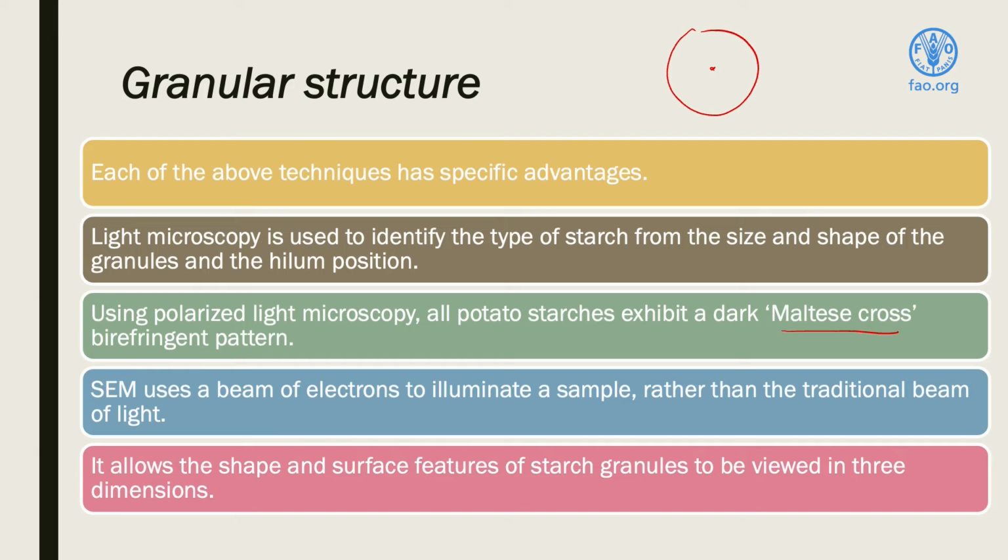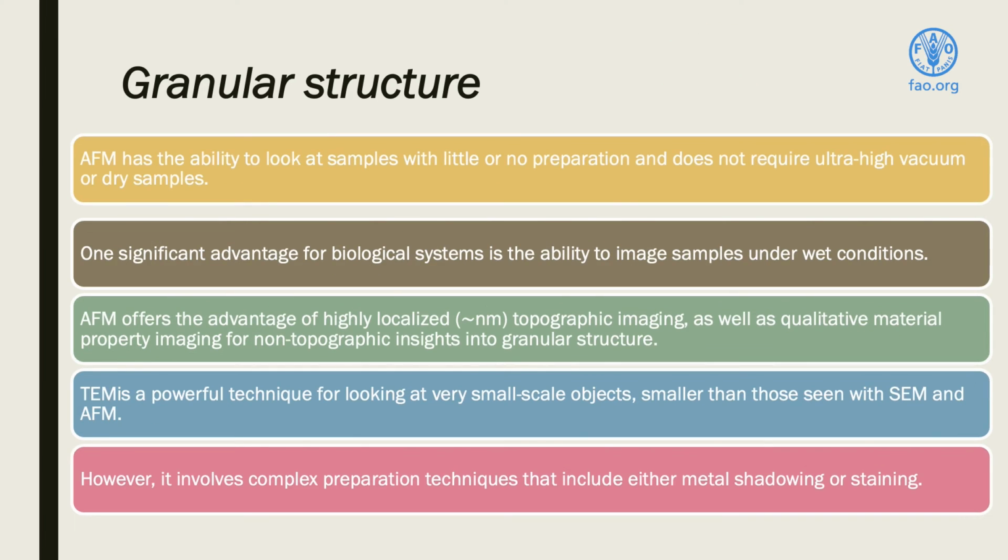SEM uses a beam of electrons to illuminate a sample rather than a traditional beam of light. It allows the shape and surface features of the starch granule to be viewed in three dimensions.